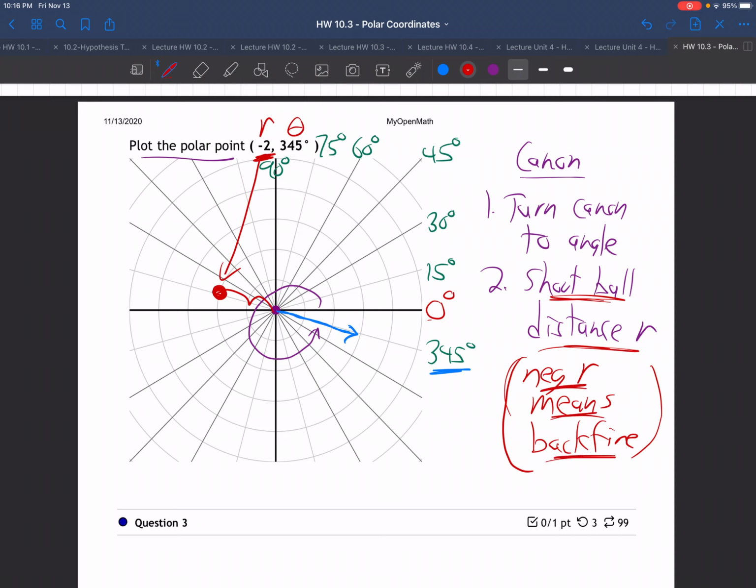So when you get a negative r, it means you backfire. You go the opposite direction from which you're aiming. So it ends up right there. We aimed at 345, we aimed the cannon that way, but we backfired 2. So there's the point right there.